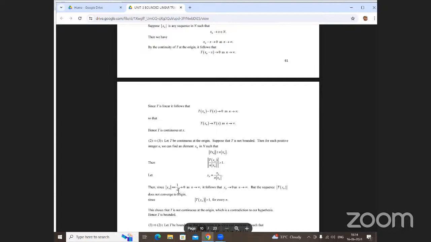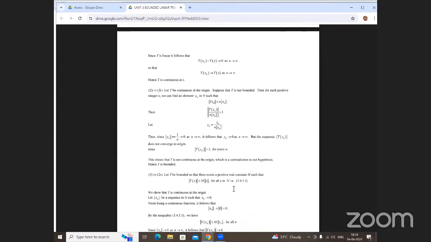So norm yn also approaches 0, because applying the limit on both sides, norm yn converges to 0 when n approaches infinity. Infinity means 1 by infinity, and 1 by infinity means 0. Okay, yn converges to 0 as n tends to infinity.